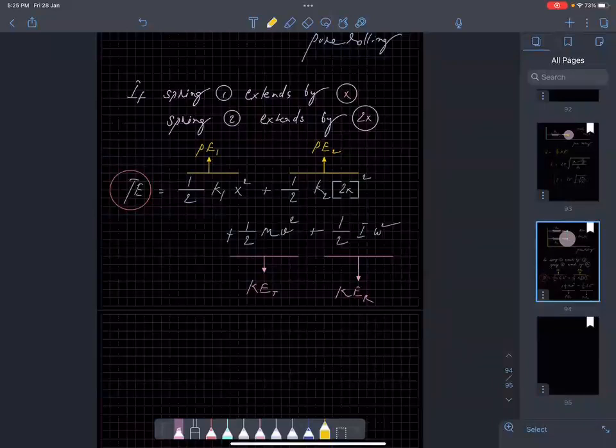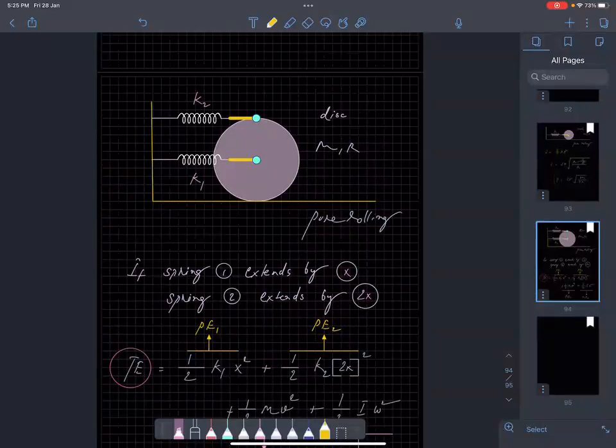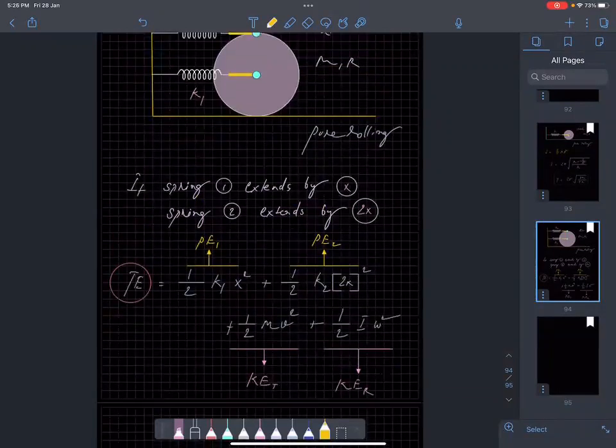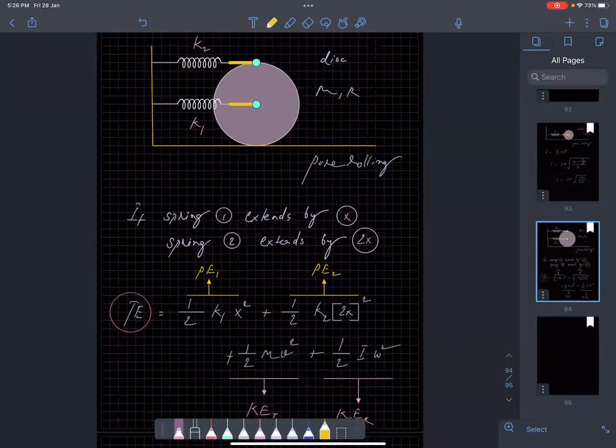What is omega? V by R comes here. But in the top case, what do we say, 2V by R comes? No, we don't look at the top, we look at the center. For omega, you have to look at the velocity of the center, not the top. If you want to look at the top also, you'll get the same, because it will be 2V by 2R. Okay, we'll see the center. So omega will be equal to V by R.